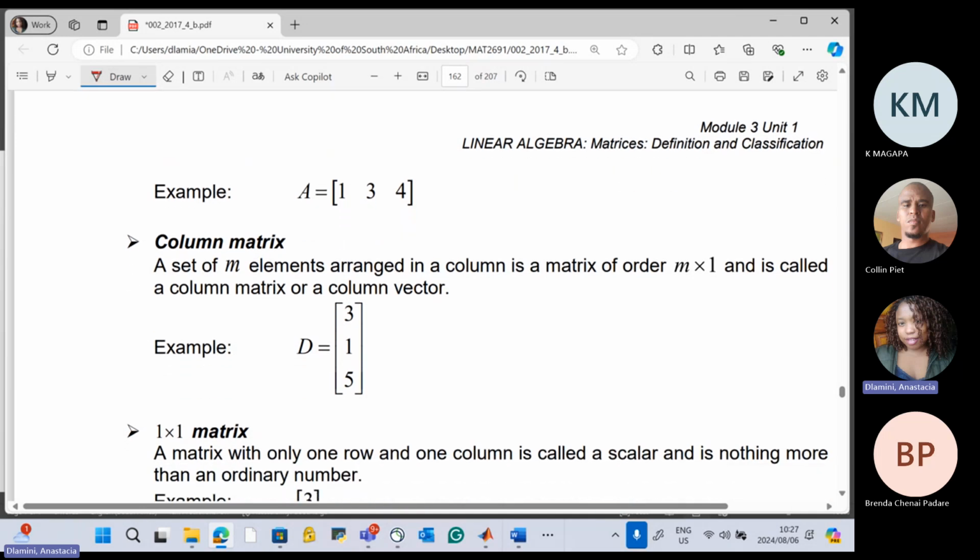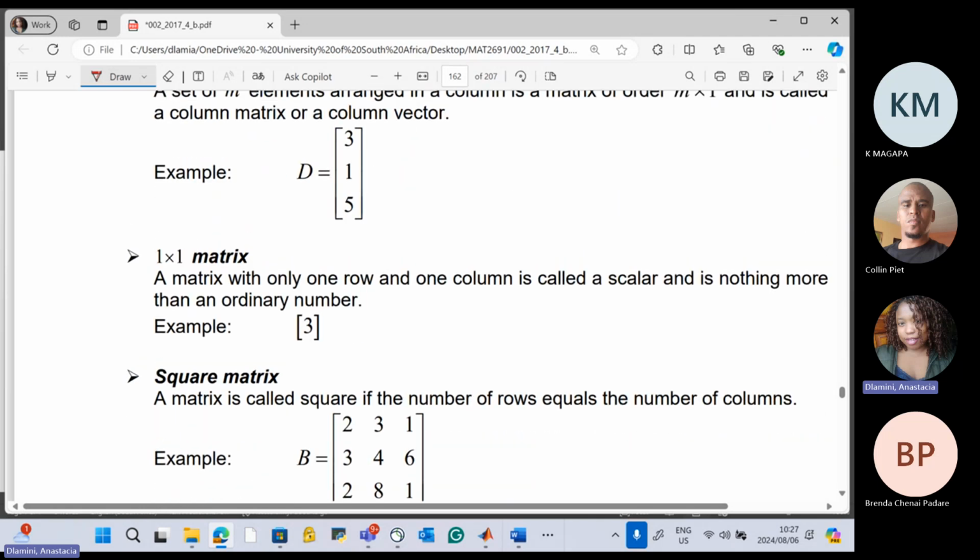Now, then we have a column vector. A set of m elements arranged in a column is a matrix of order m times 1 and it's called a column vector. And this is an example of a column vector. Are we all together there?